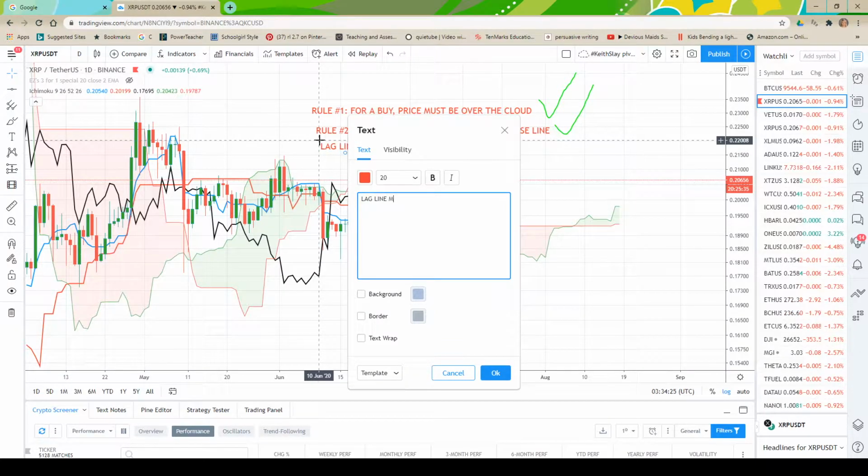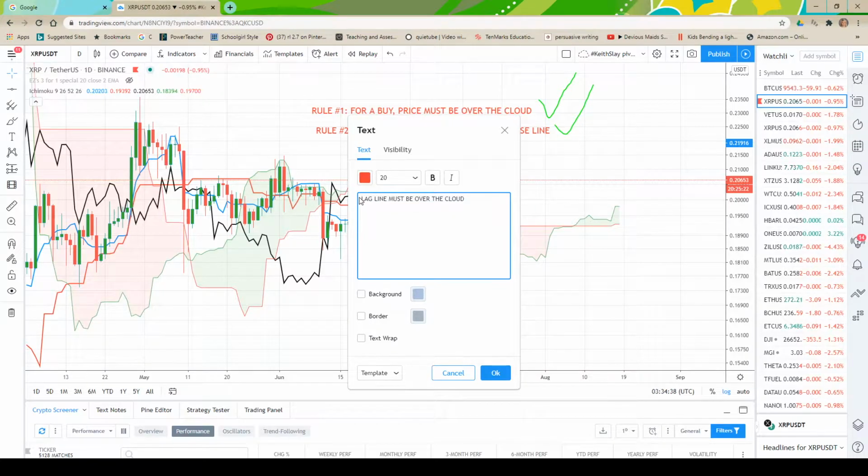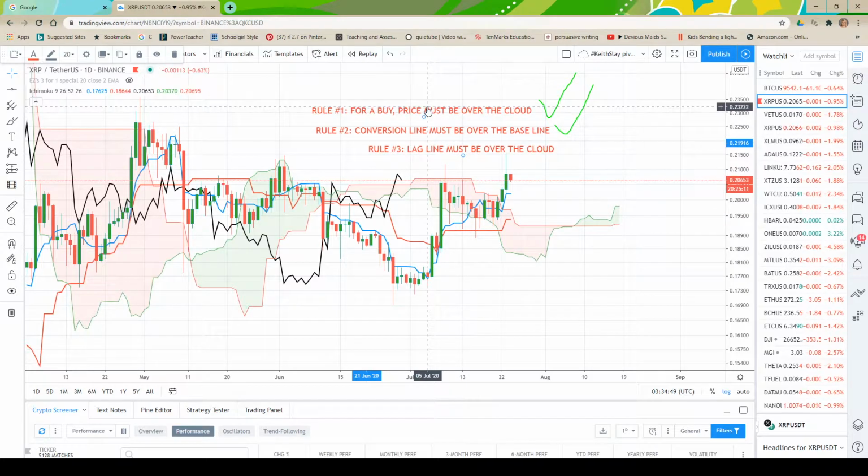Lag line must be over the cloud. I didn't write rule number 3. Lagging line is in black. Here's the cloud. The lagging line is over top of the cloud. That gets a check mark. Simple as that.